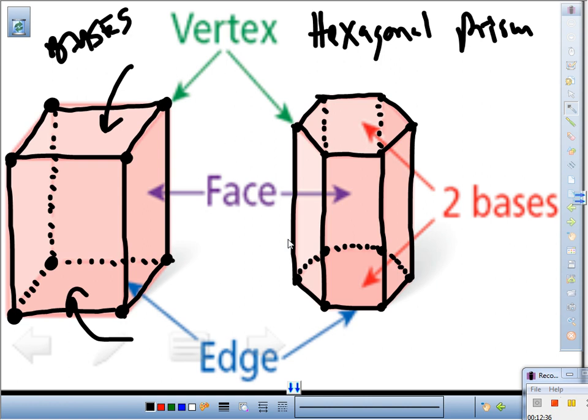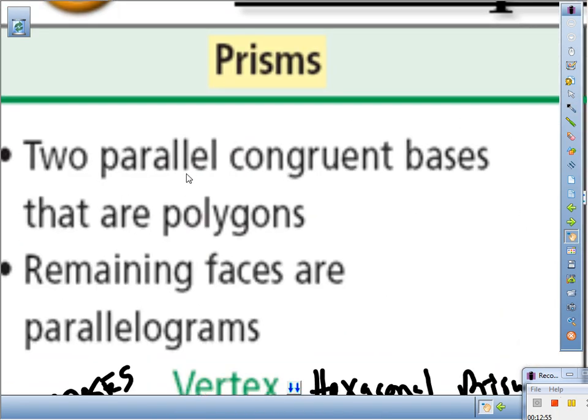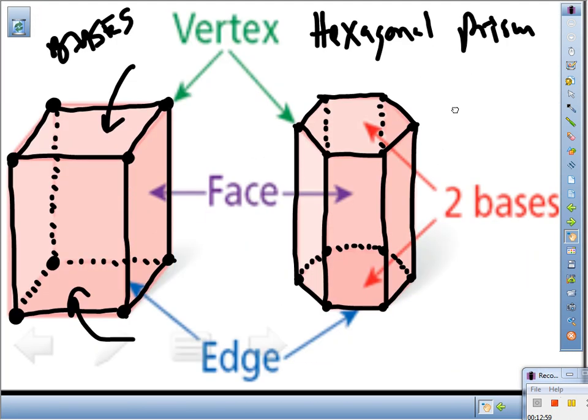And once again, we barely finished prisms, right? So what's so particular about prisms? That they both had what? Two bases. And these are known as prisms. They have two bases, and they're parallel to one another. All right. Are we there so far?